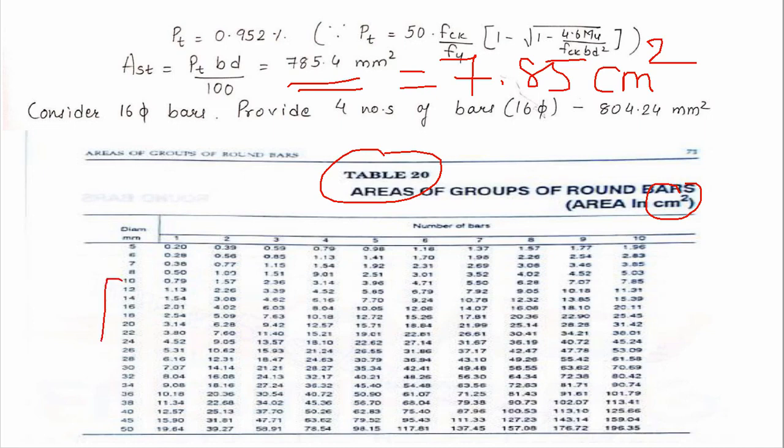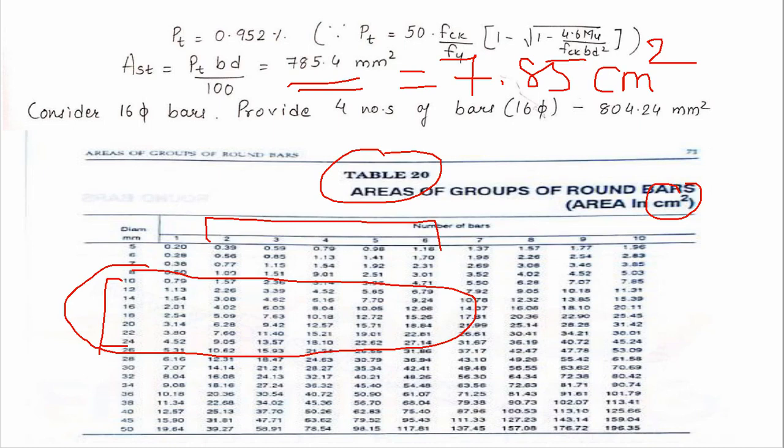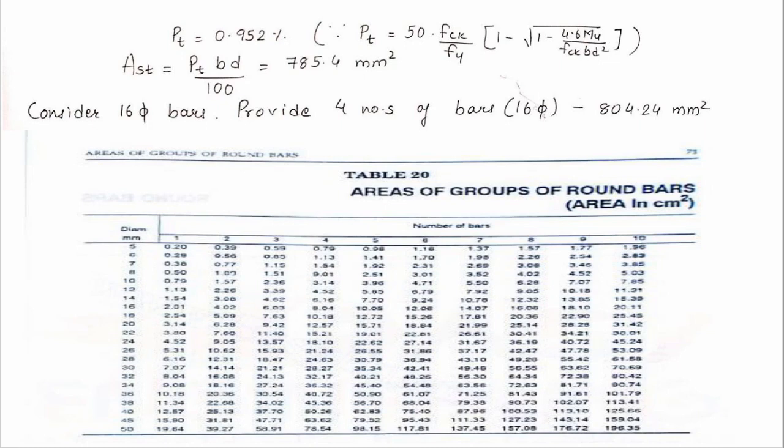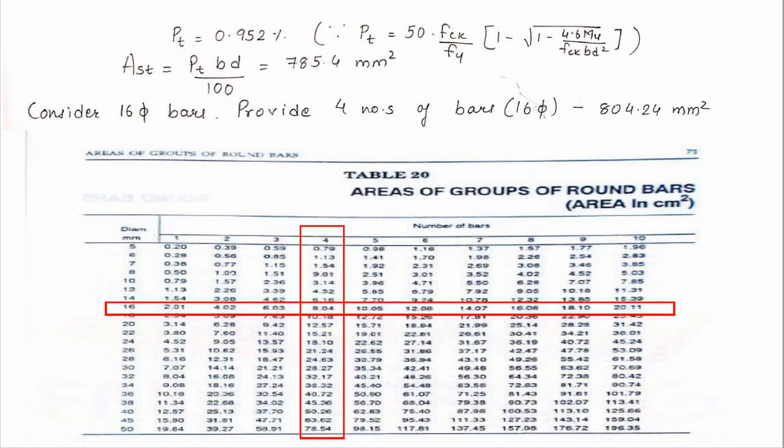The range will be from 12 to 24 and the number of bars will be from 2 to 6. So within this matrix, that means within this portion only, we will be dealing. Within this matrix we will be finding a value which is near maximum to 7.85, and this value comes out to be this, that is 8.04.